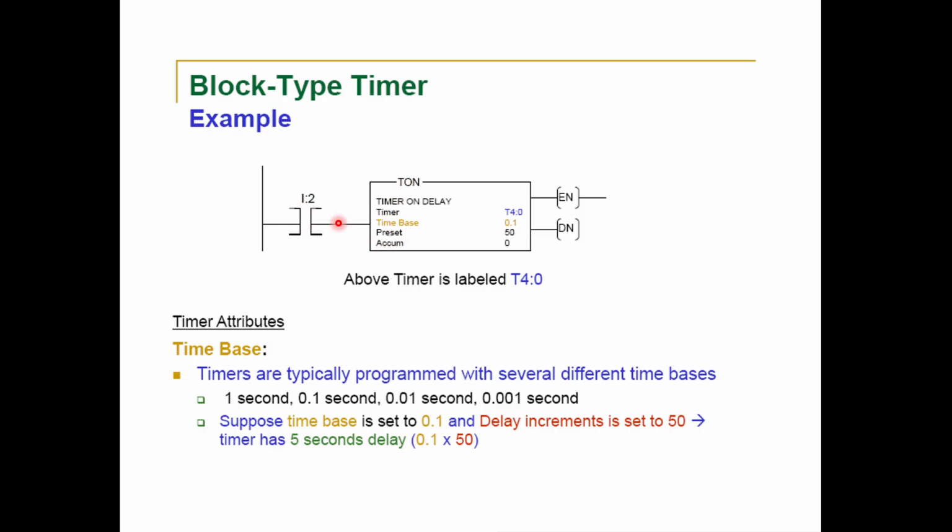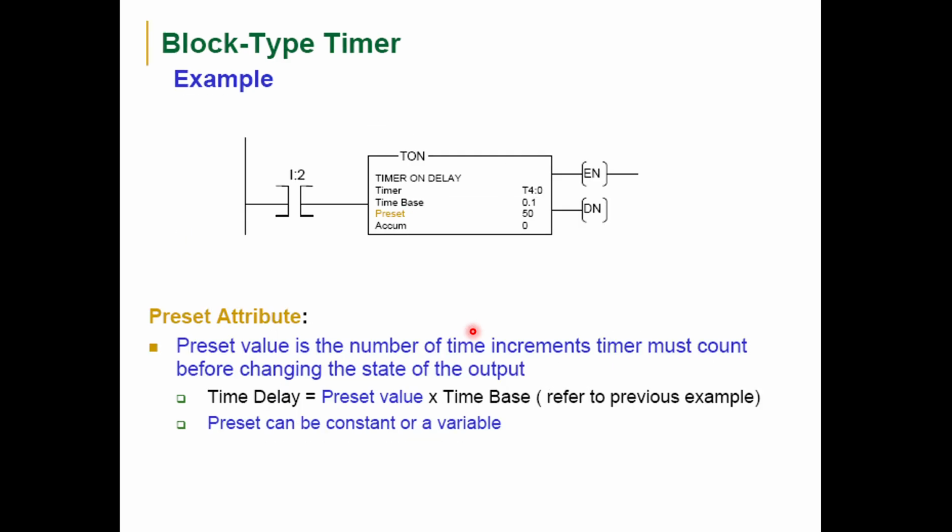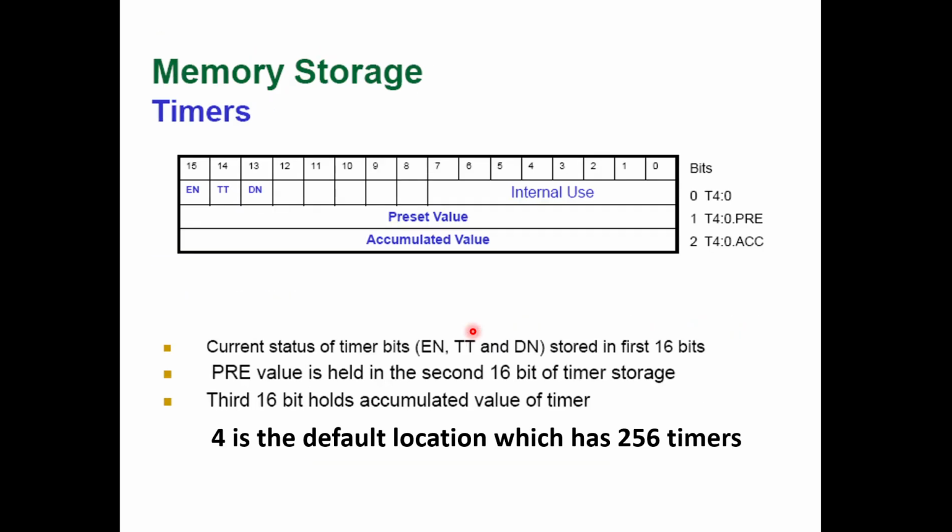The timer is activated via this input. If the rung is true, the timer gets activated. But before we go into that, let us see how the timer, preset value, and accumulator value are arranged. The timer is basically a memory, 16-bit memory, where you have three stacked words. The preset value is stored in the middle, and in the lower word is the accumulated value.